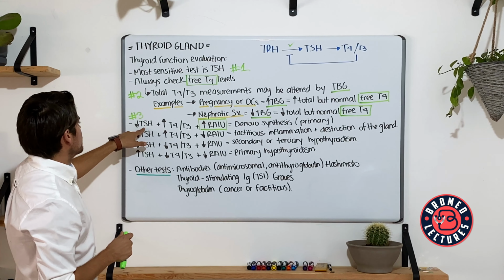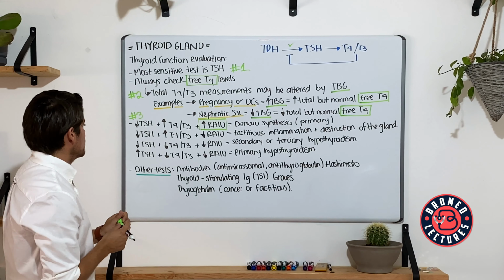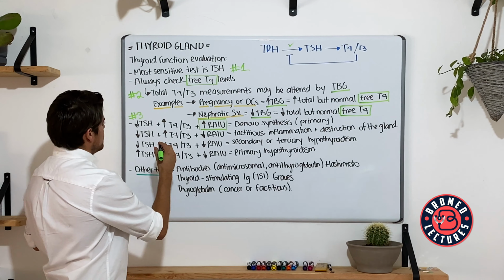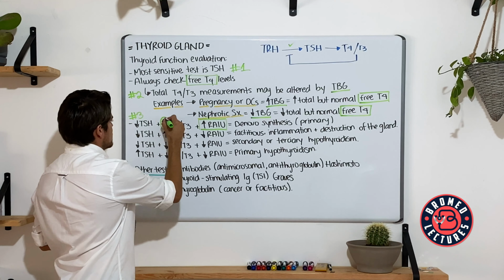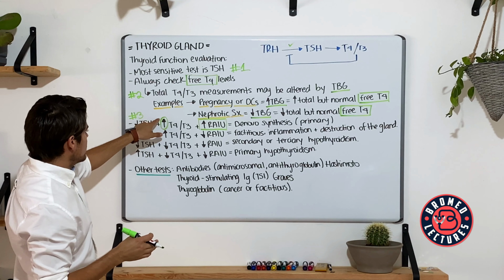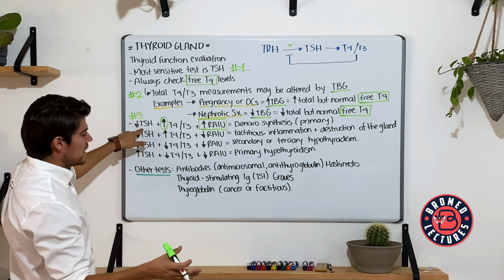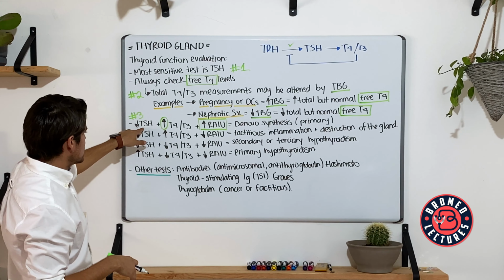This is telling you that TSH is not being produced, and then you perform your free T4 and T3, and you notice that they're increased, right? And so this one is telling you that the T4 and T3 are inhibiting the axis by a negative feedback loop to the TSH, right?